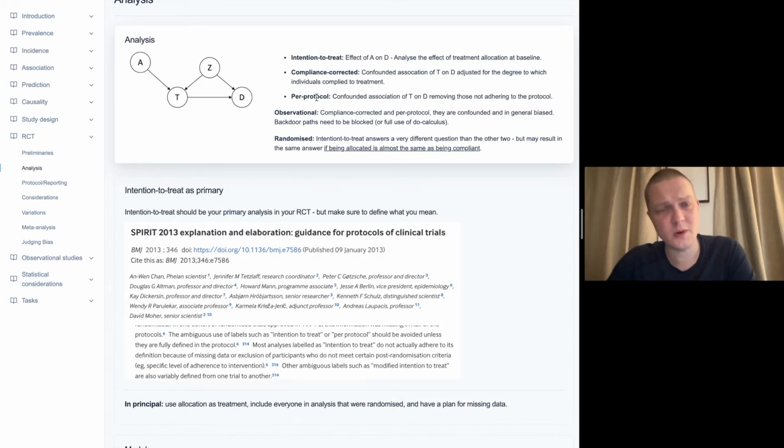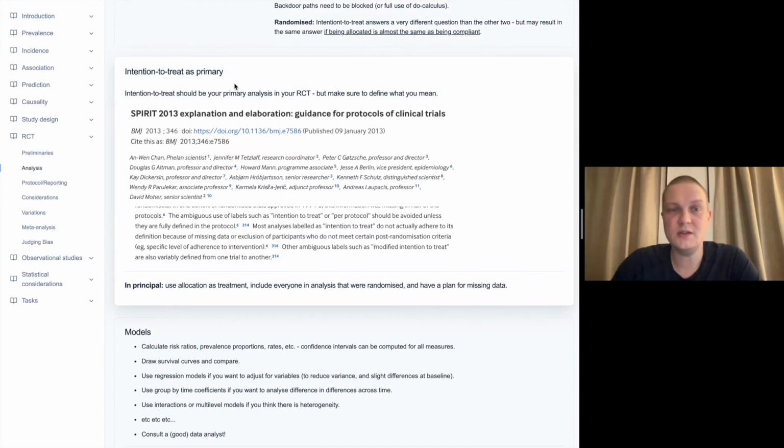And there's per protocol, which essentially means that you just disregard all the people who didn't fulfill the criteria that you set to start with, that they didn't actually stick to the regimen that you wanted. They maybe didn't respond to follow-up, so you remove them and so on. In a randomized controlled trial, the intention to treat analysis actually tries to answer a quite different question than these two. Intention to treat should be your primary. That's why you did a randomized controlled trial in the first place. You wanted to have an unconfounded causal estimate of allocation to treatment. And so that should be your primary analysis plan: to do intention to treat.